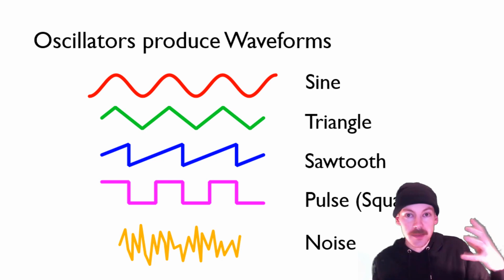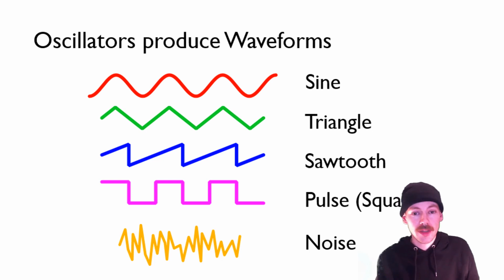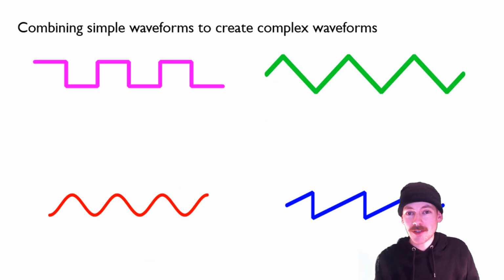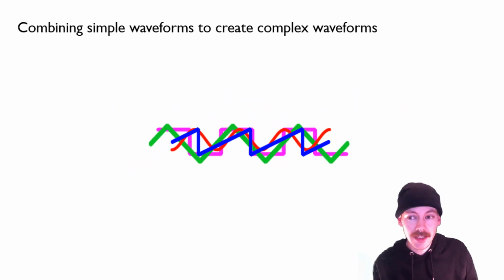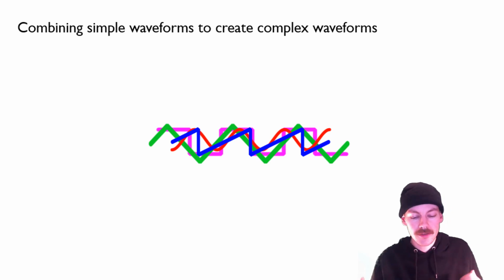So how do we turn these basic, simple waveforms into a complex waveform that we can then sculpt with our filter? Well, it's just a matter of combining them, essentially. And that's what we're going to do now. We're going to use Max to create a complex waveform and listen to how that works.